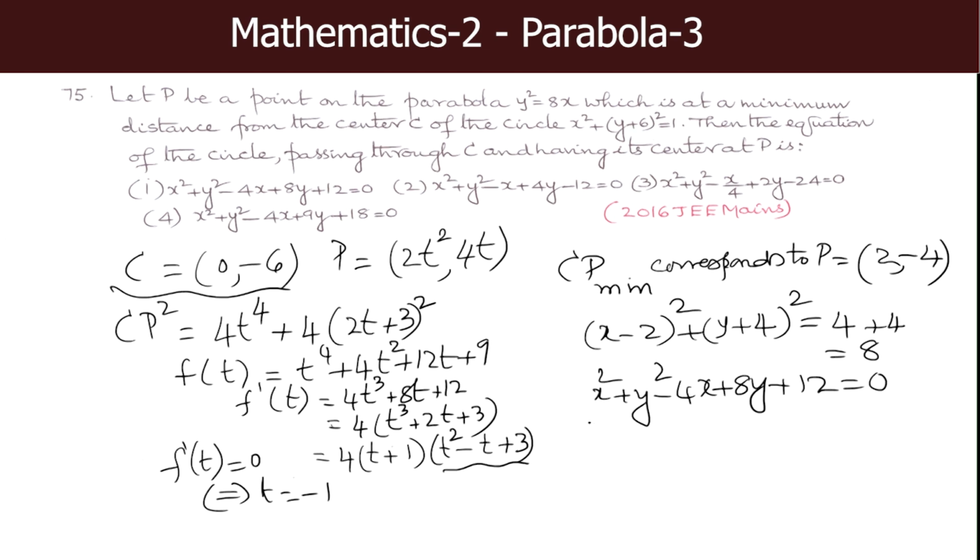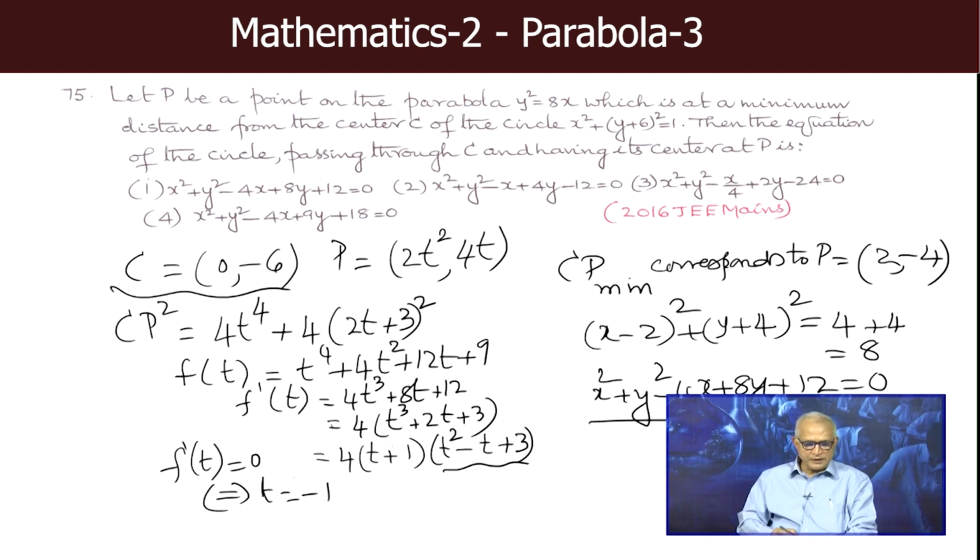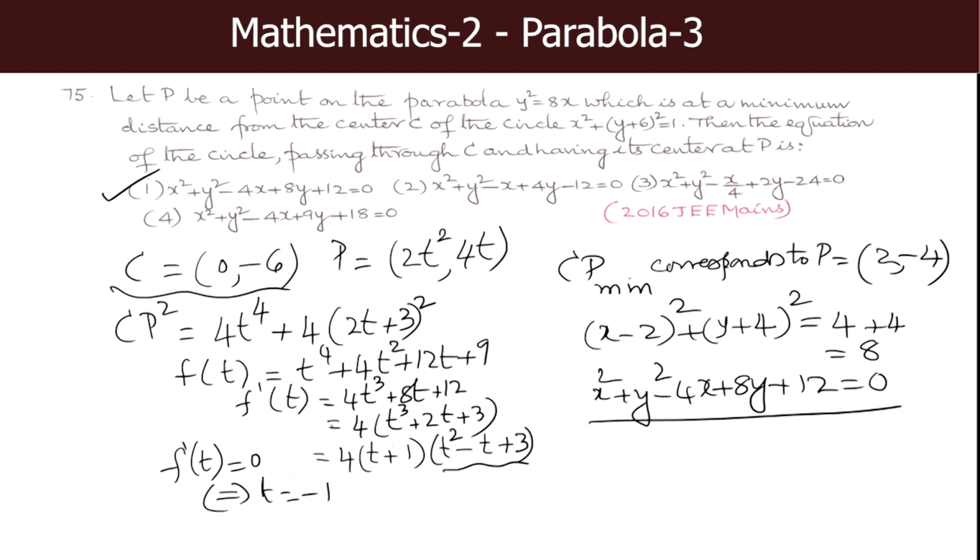So, this is the circle with the center at P and passing through the center C of the circle given, x² plus (y plus 6)² equal to 1, which is of course the first option here, x² plus y² minus 4x plus 8y plus 12 equal to 0. This is given in the 2016 JEE Mains.